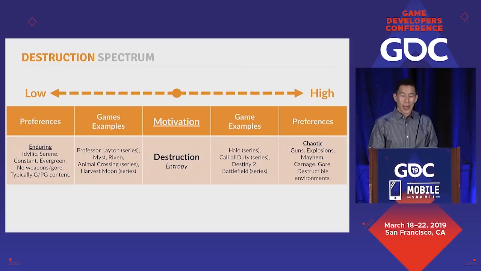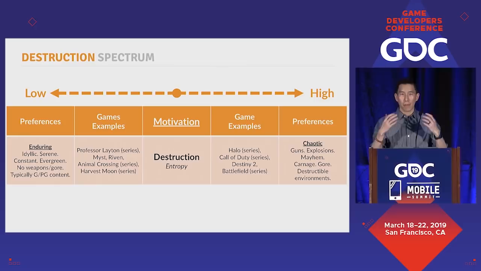We had half expected that construction would be the other end of destruction, but it's not. It's enduring and evergreen world. So these are games that are reliably constant that you can revisit over and over again. Games like Professor Layton, like Myst, like Animal Crossing. It's like the virtual corner coffee shop that offers a sense of comforting, reliable familiarity.